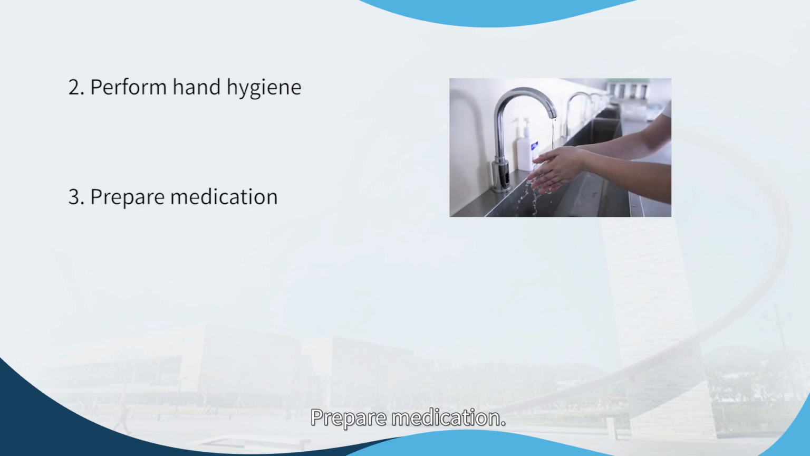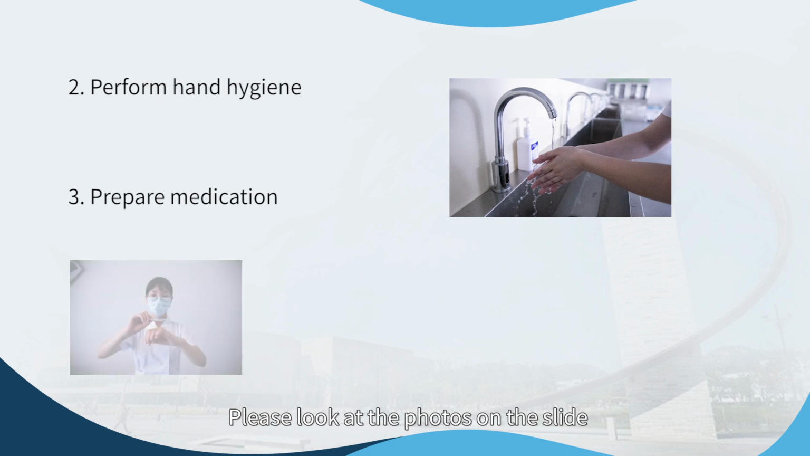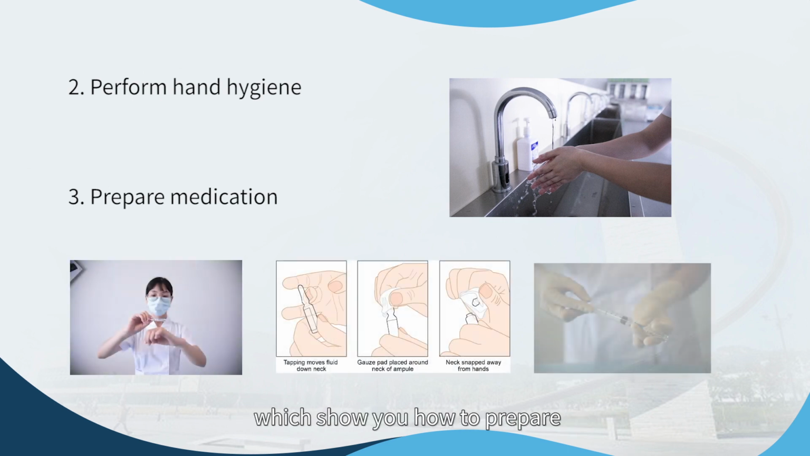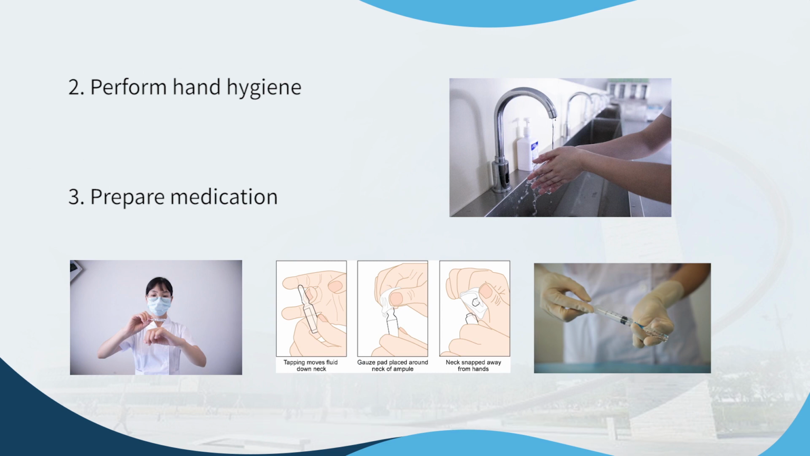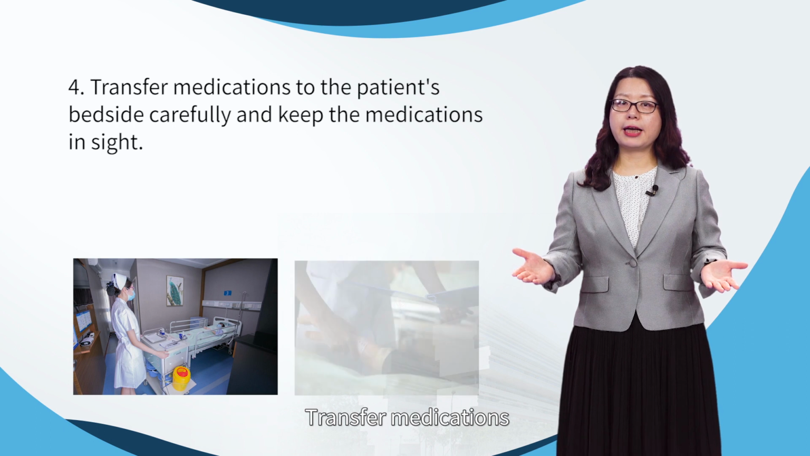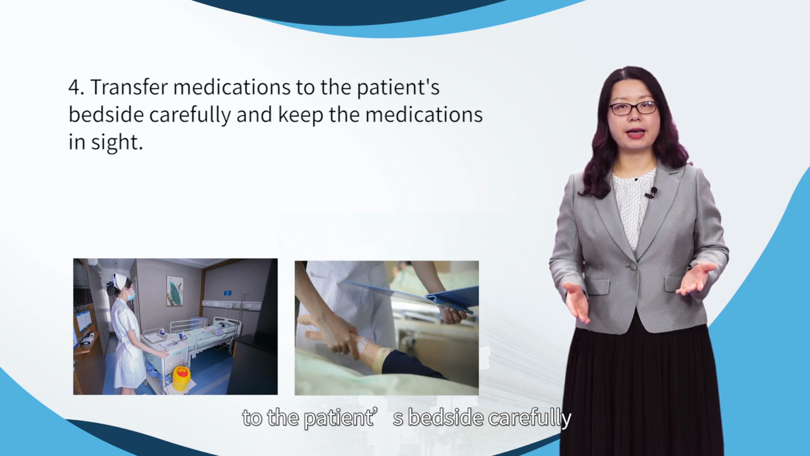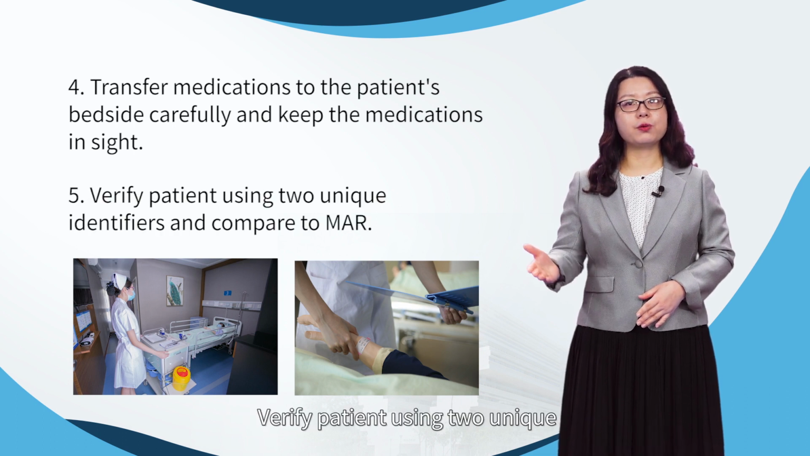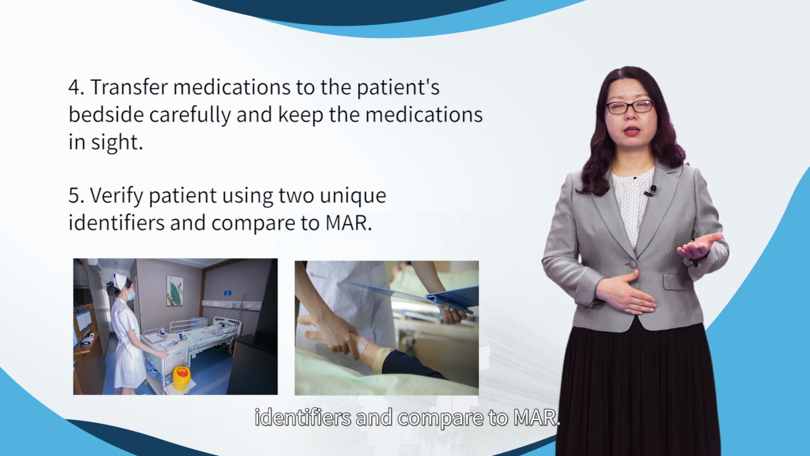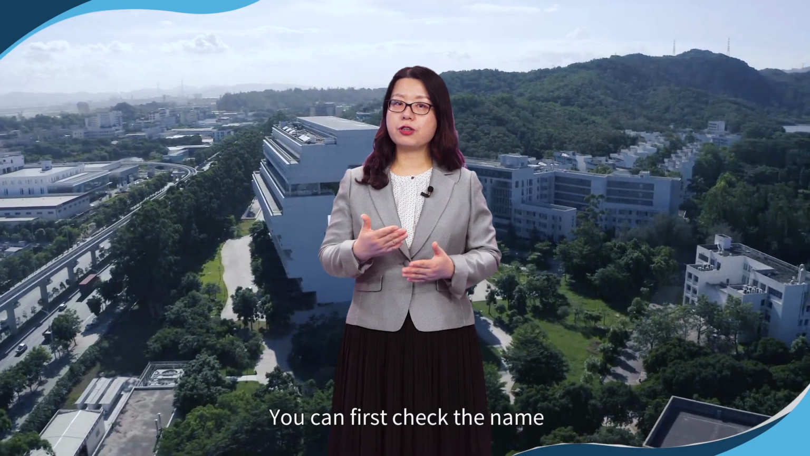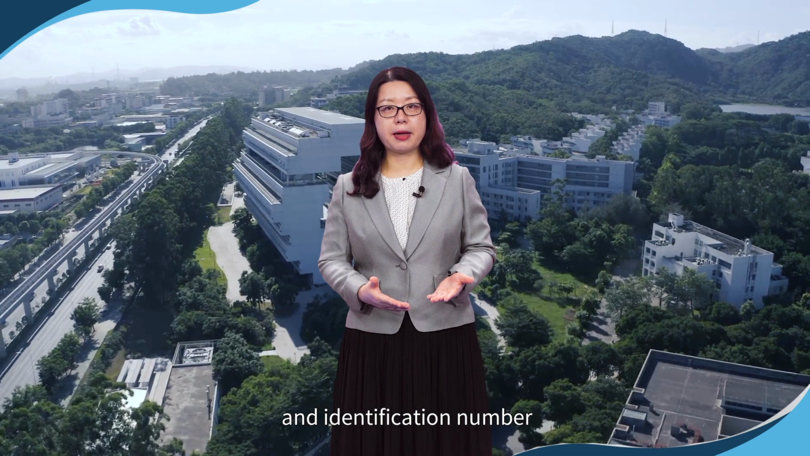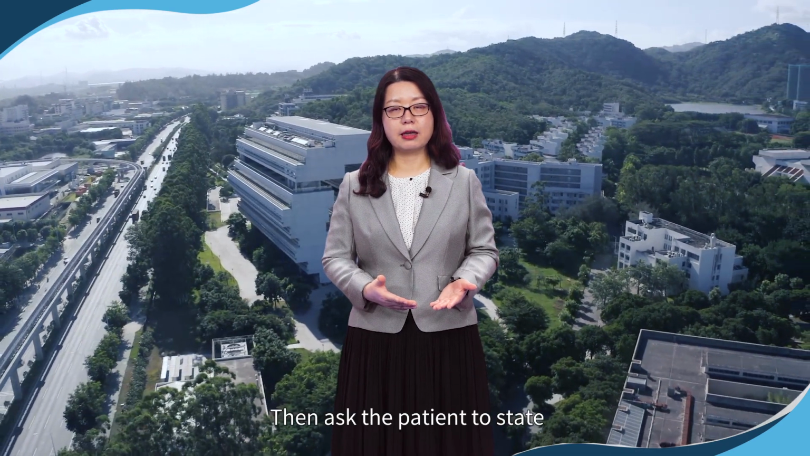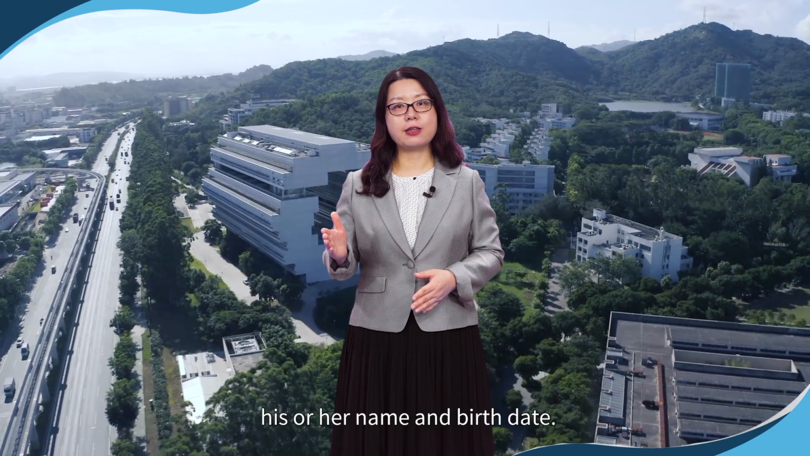Prepare medication. Please look at the photos on the slide which show you how to prepare the medication from an ampoule step by step. Transfer medication to the patient's bedside carefully. Verify patient using 2 unique identifiers and compare to MAR. You can first check the name and identification number on the patient's wristband. Then ask the patient to state his or her name and birth date.